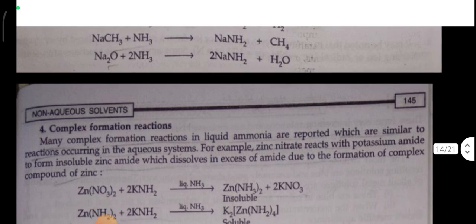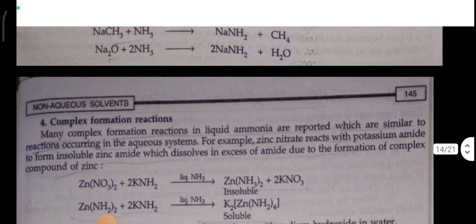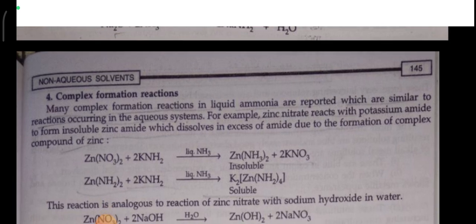Complex formation reactions. Many complex formation reactions in liquid ammonia are reported which are similar to reactions occurring in aqueous solvents. For example, zinc nitrate reacts with potassium amide to form insoluble zinc amide, which dissolves in excess of amide due to formation of a complex compound of zinc.